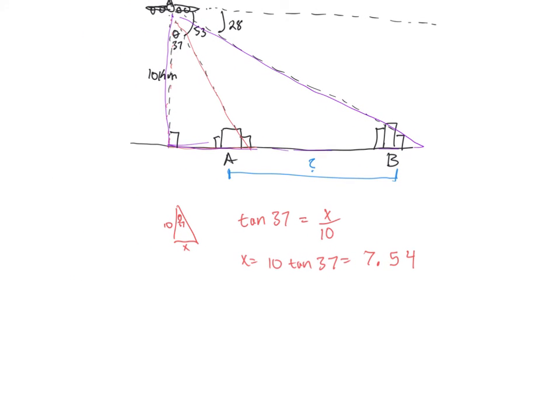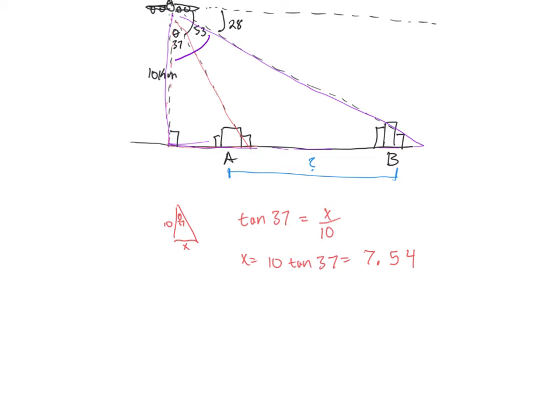Let's do the next triangle, the purple one. The purple one, I want this entire angle. So then that is 90 minus 28. That gives me 62.